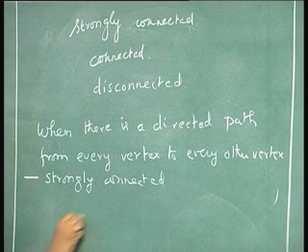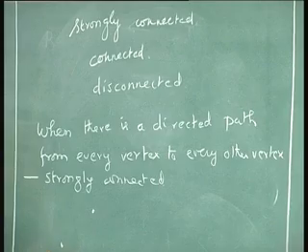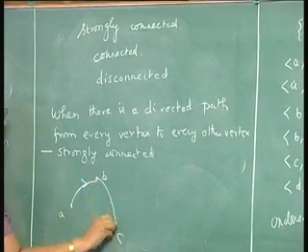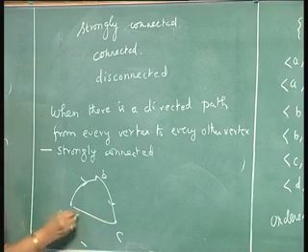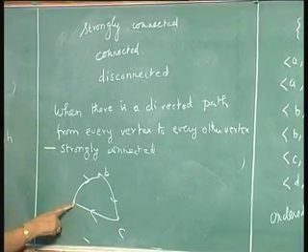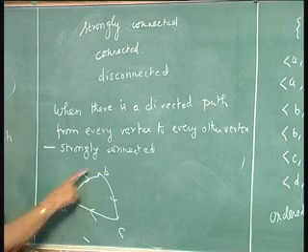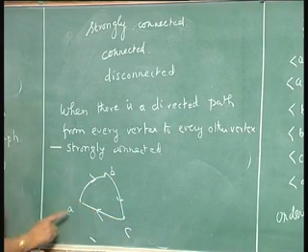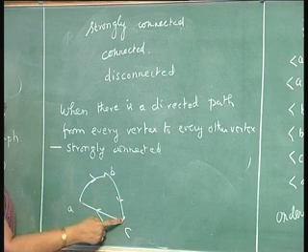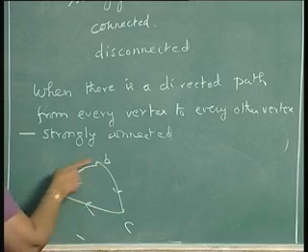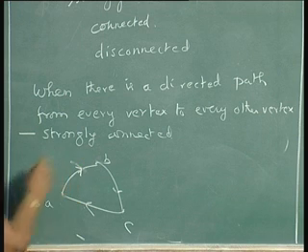Look at this graph. There is an edge like this, there is an edge. See, from A, there is a directed path to B, there is a directed path to C, there is a directed path to A itself. Similarly, from B, there is a directed path to C, directed path to A, there is a directed path to B itself. This is a strongly connected graph.